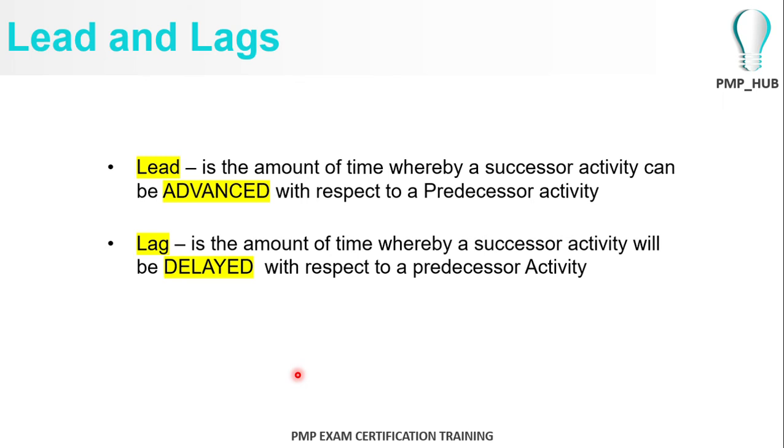Also, there is a concept of lead and lag. What is lead? Lead is the amount of time that a successor activity can be advanced with respect to the predecessor activity. And lag is the other way around, where the successor activity can be delayed with respect to the predecessor activity.